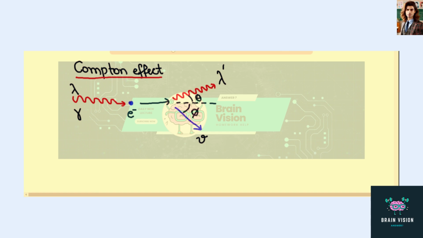The Compton effect also tells us that lambda prime is equal to lambda plus h over mc, times 1 minus the cosine of the photon scattering angle theta. Here h is Planck's constant, m is the mass of the electron, and c is the speed of light.